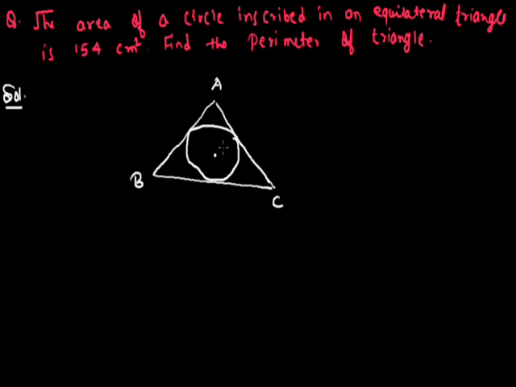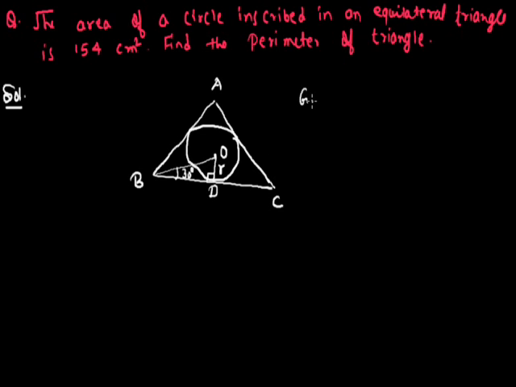Now suppose let this be the center of this circle and this is the radius. Now if we join this, this is an equilateral triangle, so this angle will be equal to 30 degree, and we know that this angle will be 90 degree. Let this point be D.